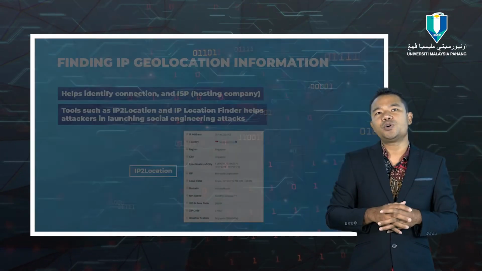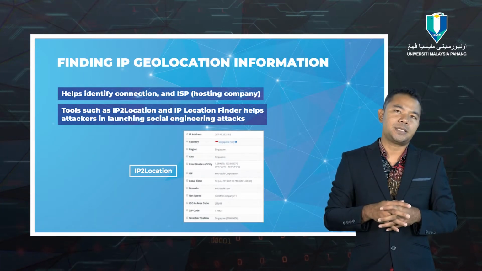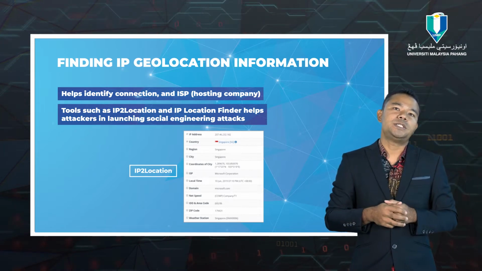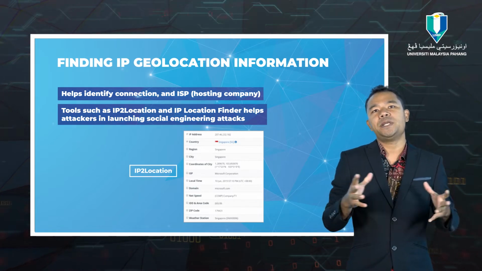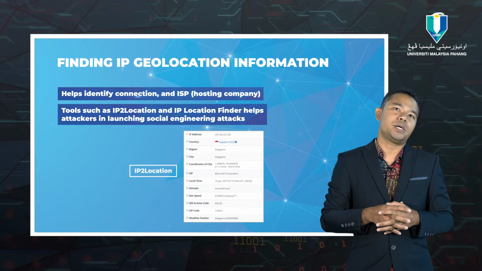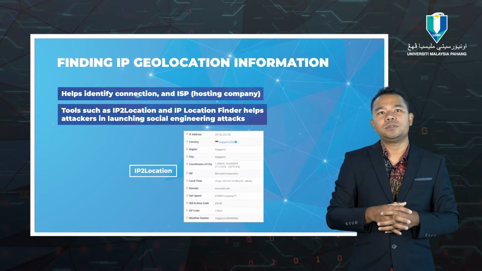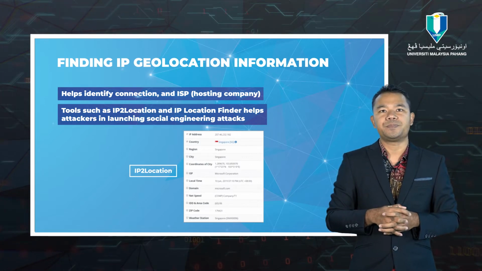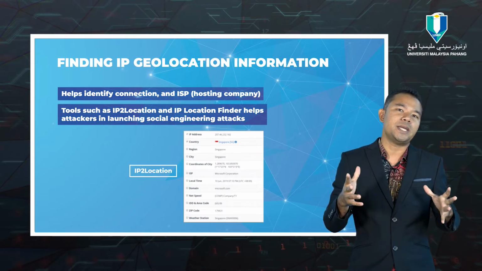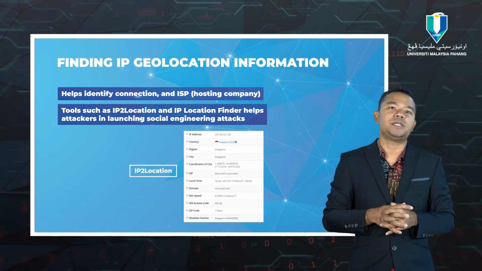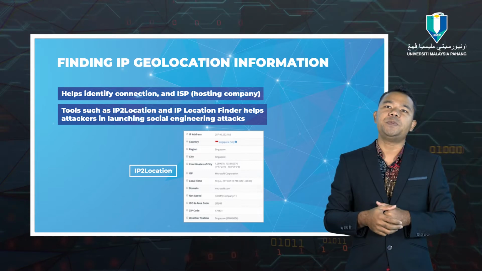Finding IP geolocation information. IP geolocation helps to identify information such as country, region or state, zip or postal code, time zone, connection speed, ISP, hosting company, domain name, IDD country code, area code, mobile carrier, and elevation. IP geolocation lookup tools such as IP2Location and IP Location Finder help to collect IP geolocation information about the target, which in turn helps an attacker in launching social engineering attacks such as spamming and phishing. This is an example of IP2Location.